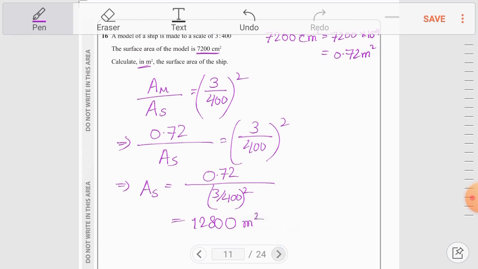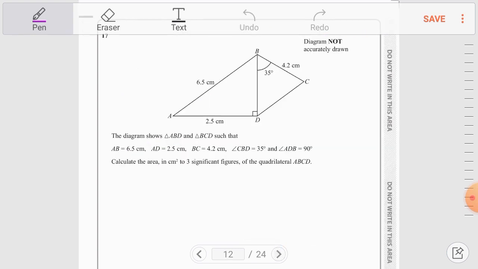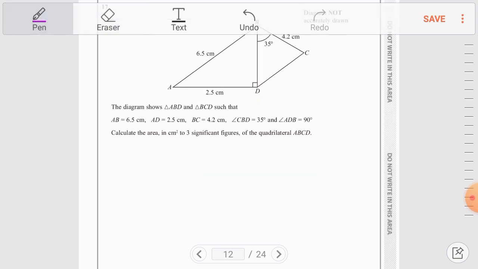Moving to question number 17. The diagram shows triangle ABD and BCD such that AB is 6.5, AD is 2.5, and BC is 4.2, and angle CBD is given 35 degrees and ADB is 90 degrees. Calculate the area in centimeters squared to three significant figures of the quadrilateral ABCD. So in order to find that, at first I need to find the length of BD. We can find the length of BD simply using the Pythagoras theorem.